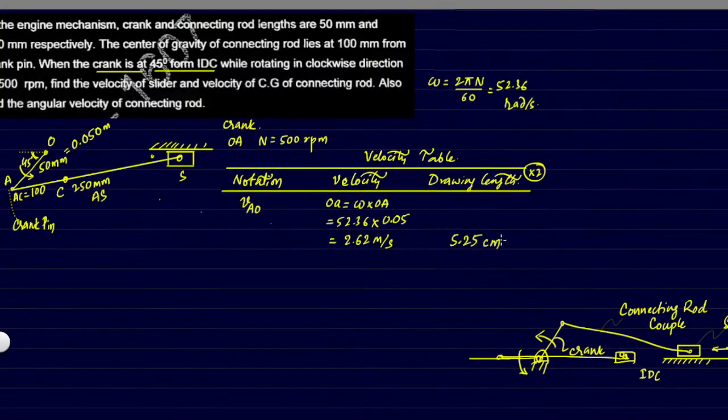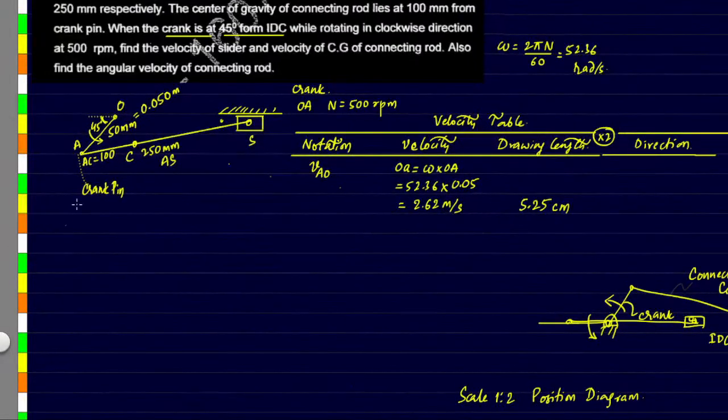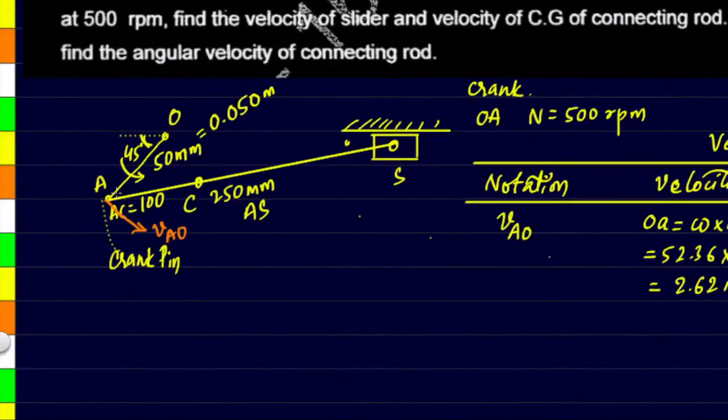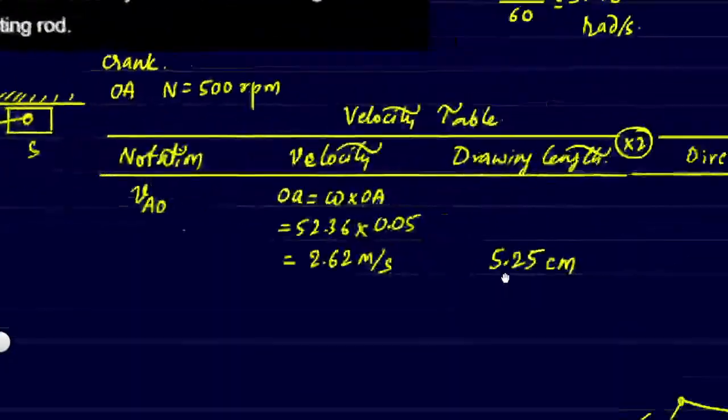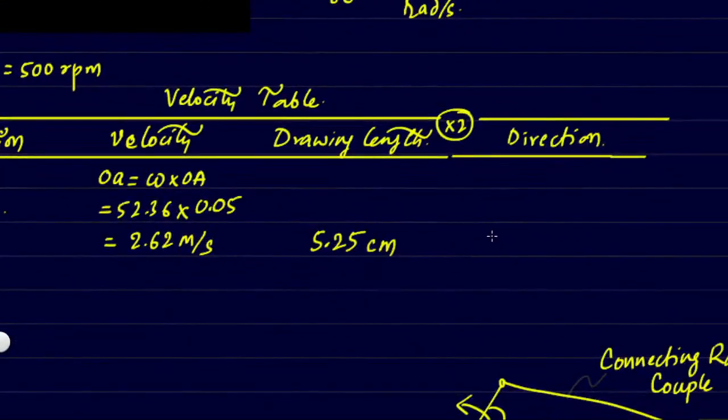To draw this, we should also know the direction. So let's quickly note down the direction. How will we get the direction of this? You can see here, the velocity of A with respect to O will need to be perpendicular to the length OA. That's how we will find the velocity. So here I will quickly write down perpendicular to OA. That's how we will need to take it.